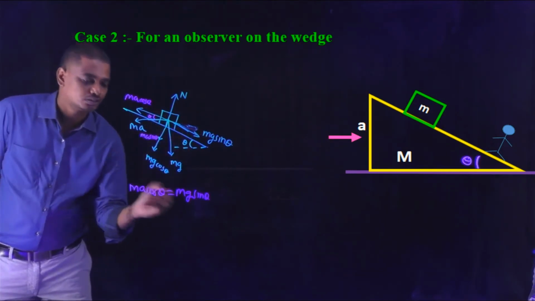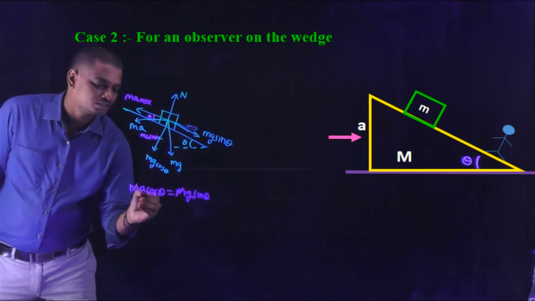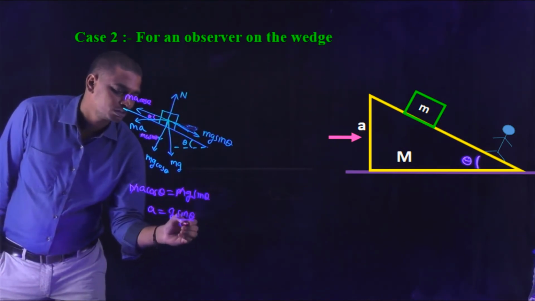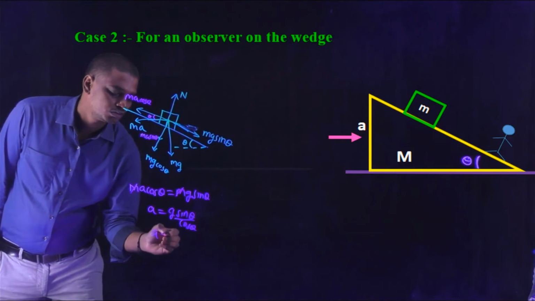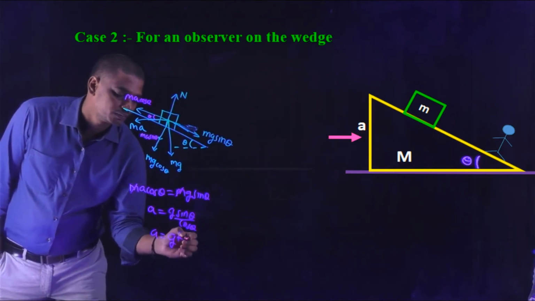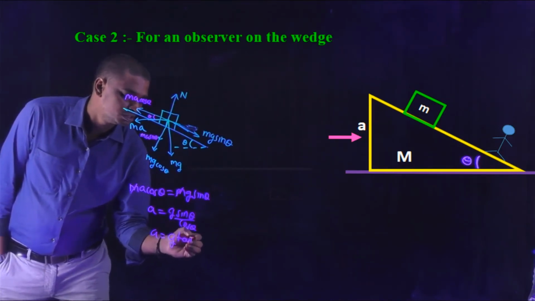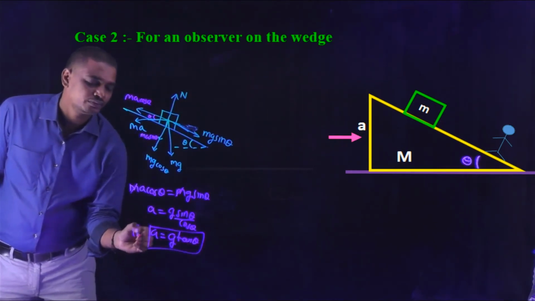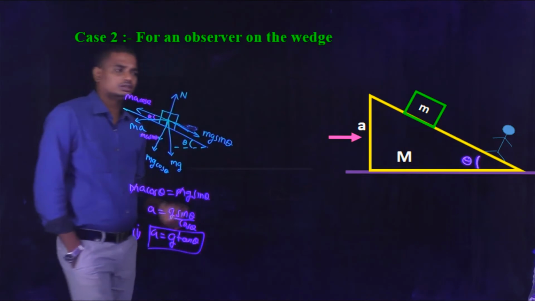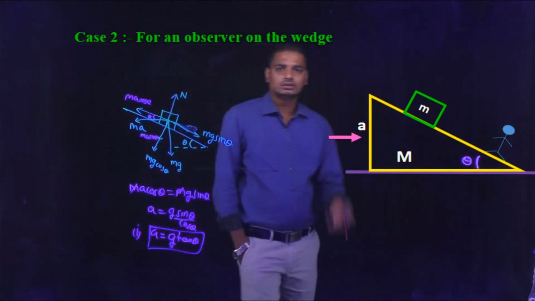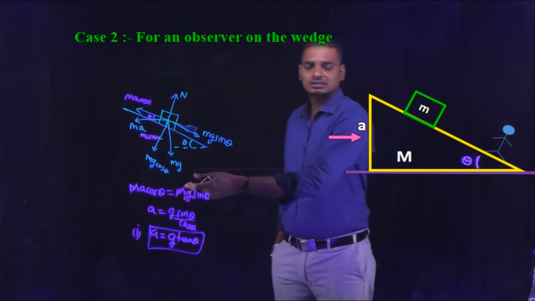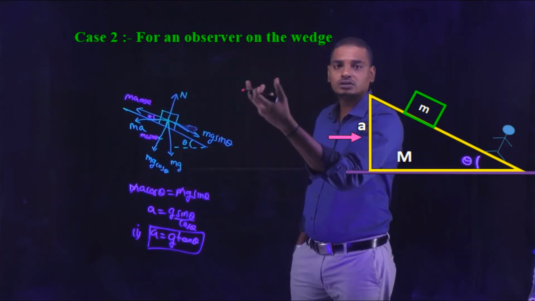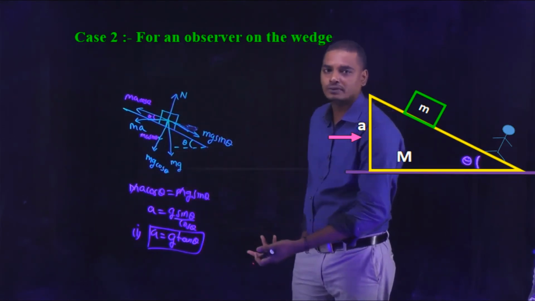Equal and opposite. So here m gets cancelled. a is equal to g sin theta by cos theta, which is nothing but a is equal to g tan theta, the acceleration of the wedge so that the block does not slide down. Same as before, the same expression which we calculated in the previous case, that is for an observer on the ground using an inertial frame of reference.